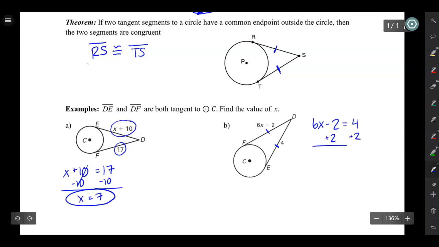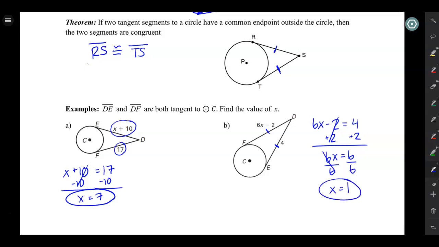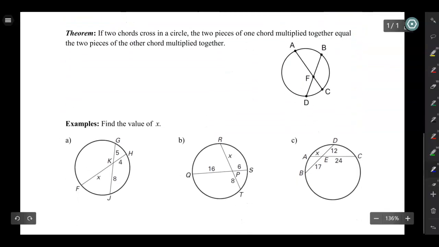I'm going to add 2 to both sides to get rid of that minus 2. Then I'm going to divide by 6 on both sides to get rid of the 6 in front of the x. 6 divided by 6 is 1, so my x is equal to 1. So pretty straightforward theorem. Lets us find the length of some segments. Let's look at our second theorem.